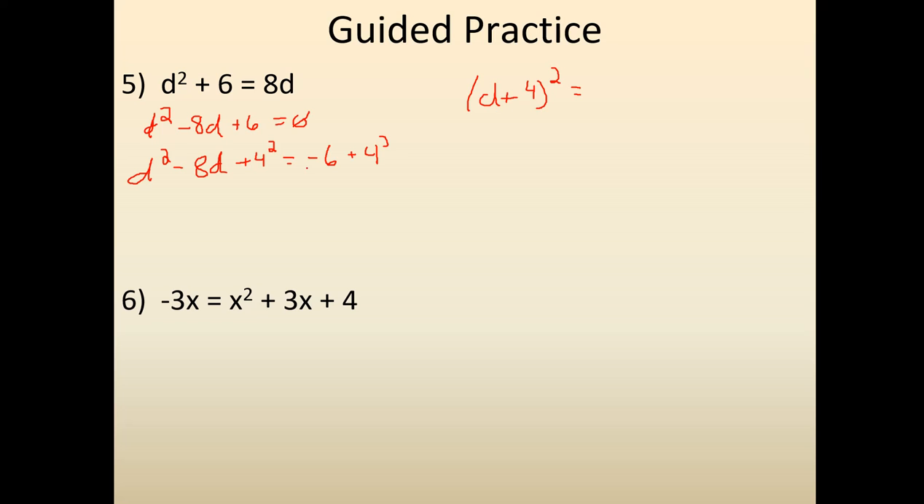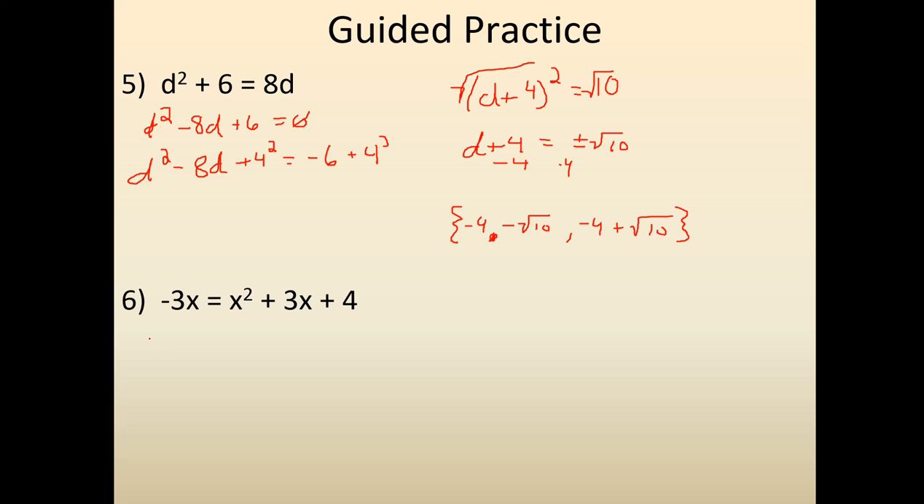If I plug in the calculator, negative 6 plus 4 squared, that gets me 10. Take the square root of both sides. I get d plus 4 equals plus or minus rad 10. I can't simplify that any further, so I subtract 4 from both sides, and I get my solution set to be minus 4 minus rad 10 and minus 4 plus rad 10.